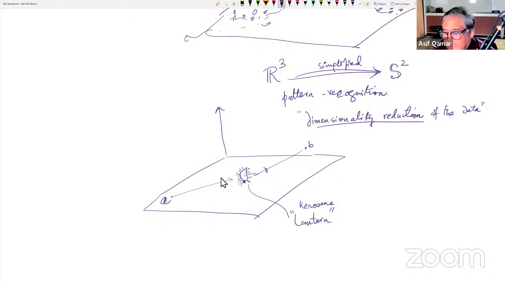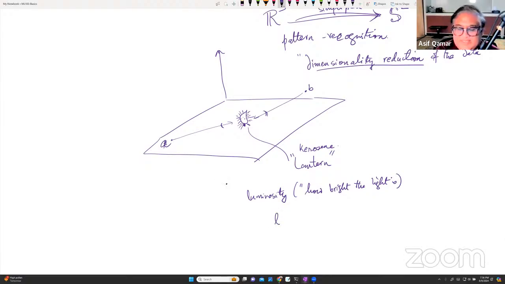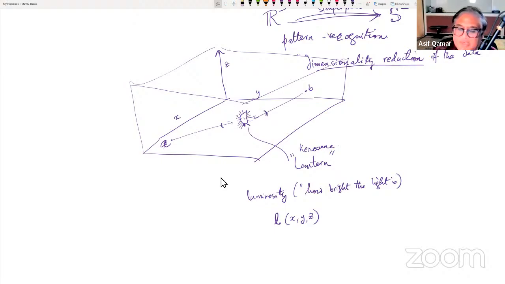So let me create a function, without going into the physics of it: luminosity, or think of it as how bright the light is, written as L at a given point in space, with X, Y, Z axes. It's a function at every point in this space, in your little camping tent. At every point, there is a certain amount of brightness of light. But if you think a little about it, this luminosity is related not to three variables, X, Y, and Z, but to only one variable.